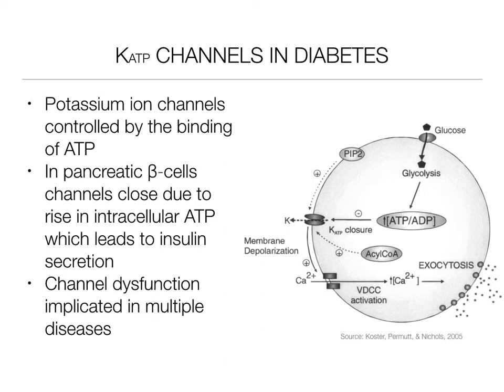Within these cells, KATP channels close in response to a rise in intracellular ATP concentration resulting from glucose metabolism. Closure of the channels causes depolarization of the cells, which in turn leads to calcium influx and ultimately the secretion of insulin granules to the bloodstream via exocytosis.